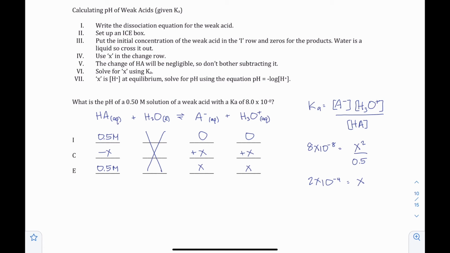Then solve for X using the given K value. X is the concentration of hydronium at equilibrium, so you can use the equation negative log of the H+ concentration to solve for pH.